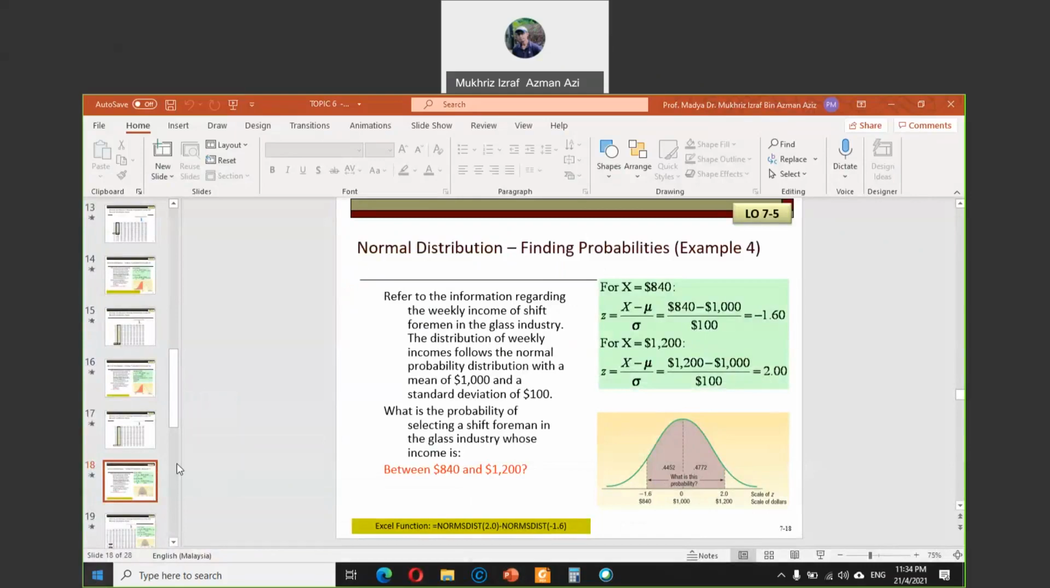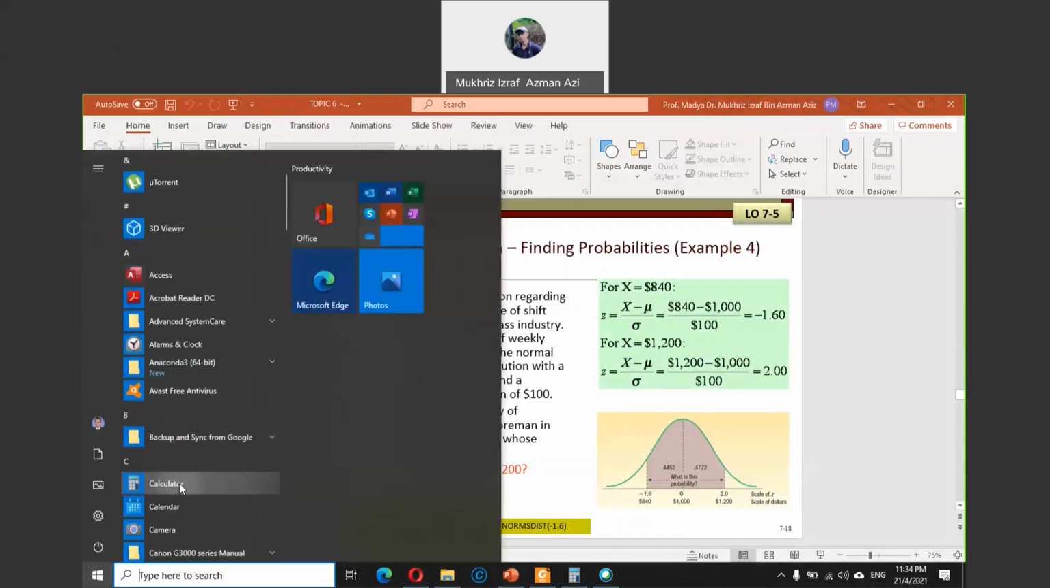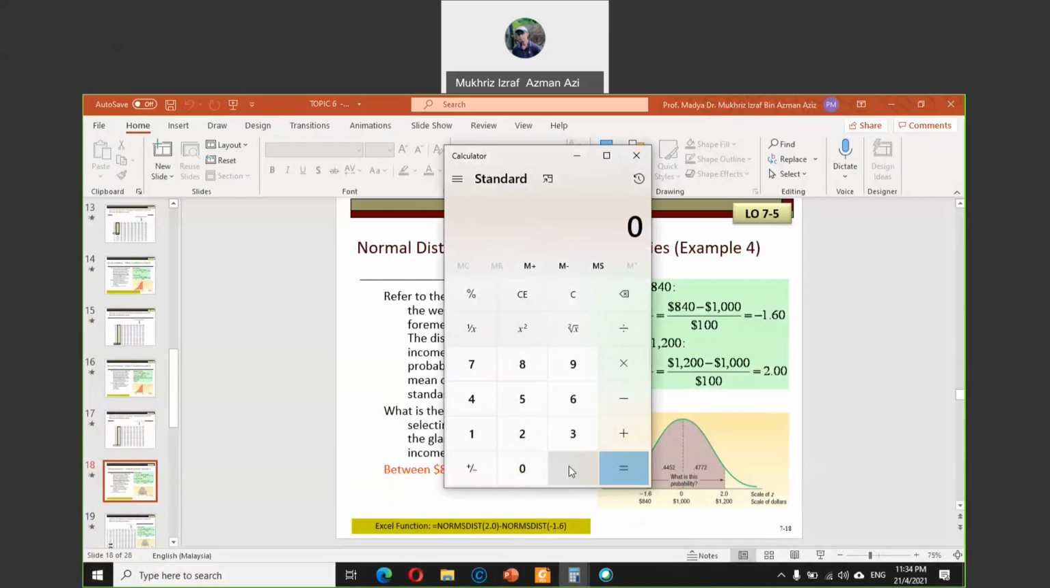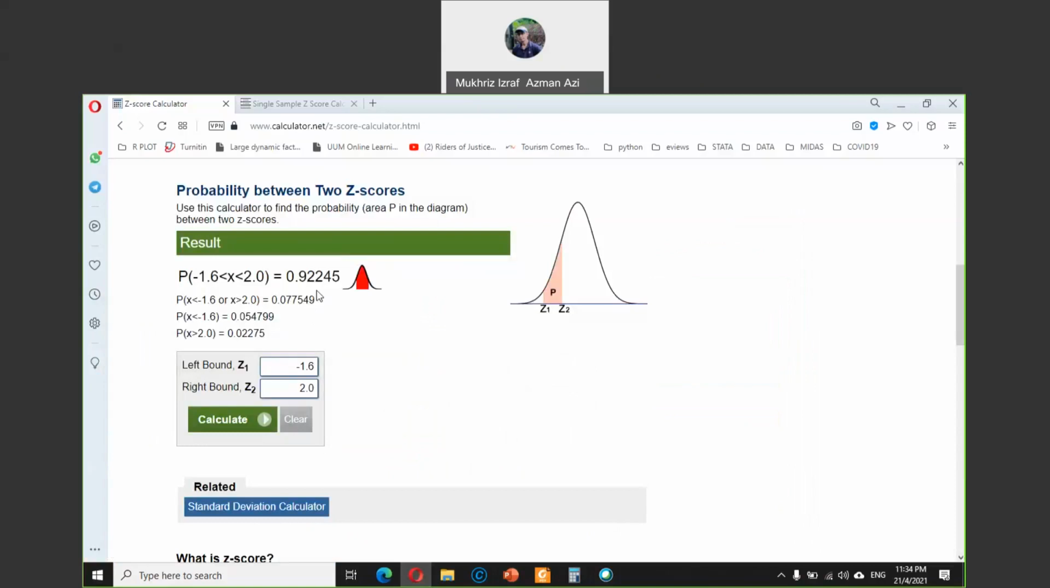Just to verify: 0.4452 plus 0.4772 gives you 0.9224, which is similar to this one. So for the probability between two Z values, you must know the Z values first, and then you can key them in here and get the answer directly from the calculator.